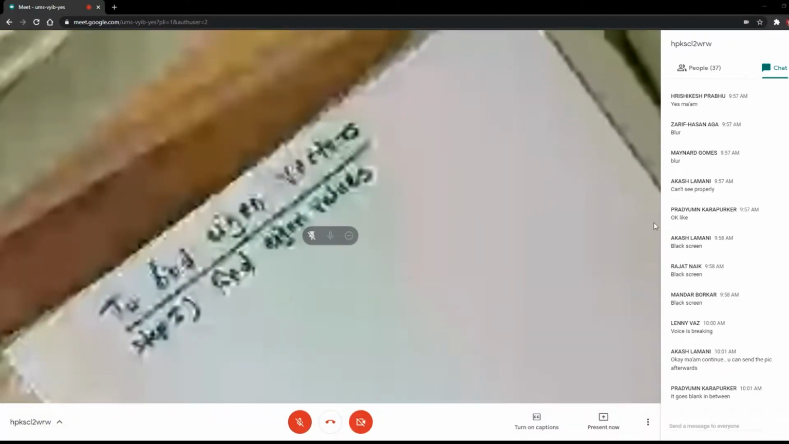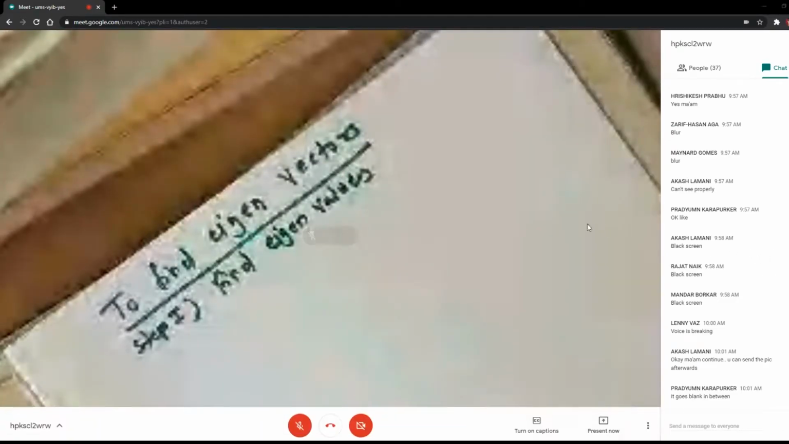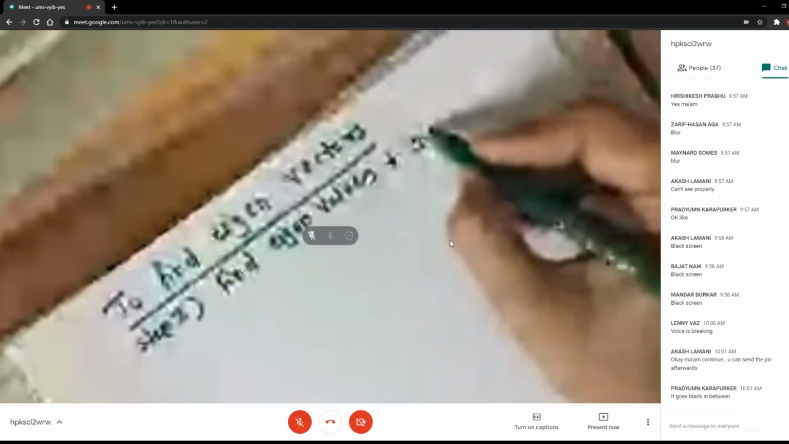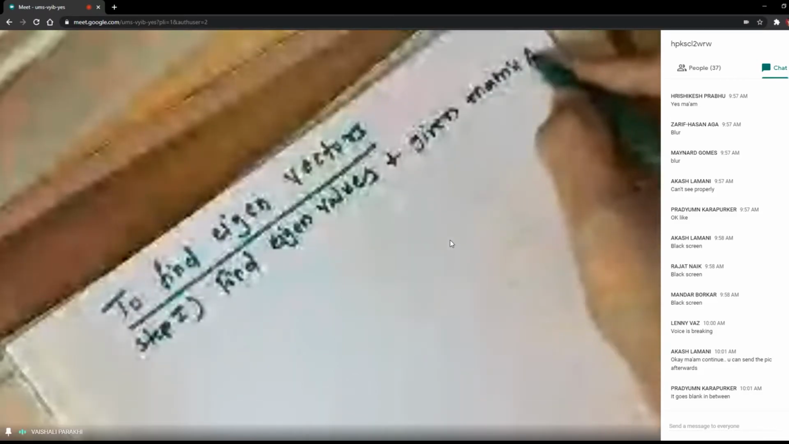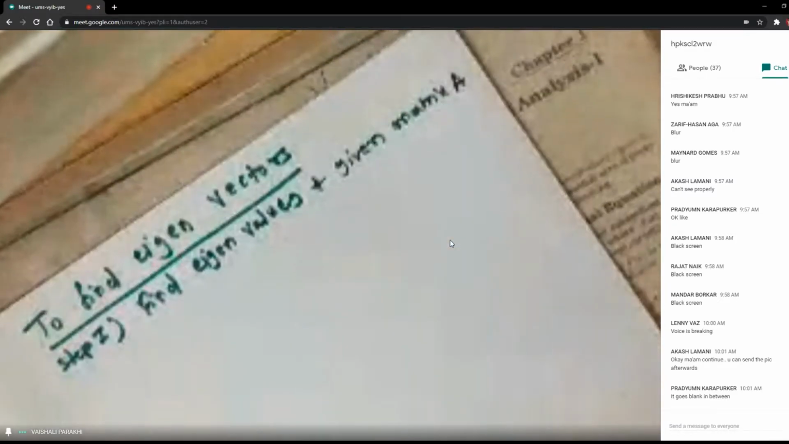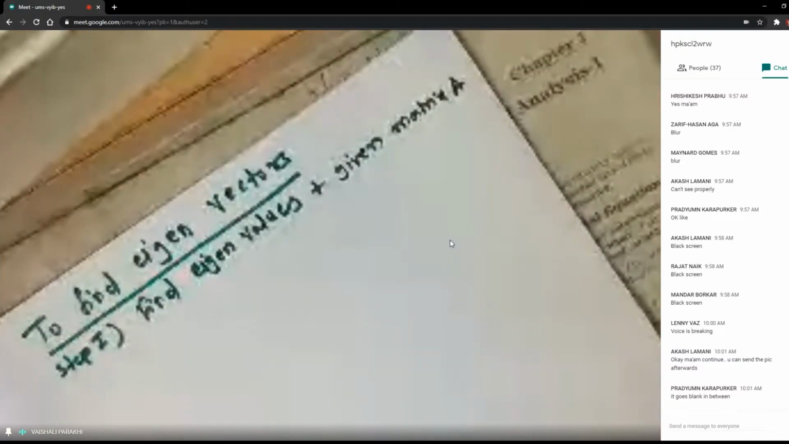Okay, so question is eigenvalues and eigenvectors. What you have to do is you have to write the first step is find eigenvalues. I'll dictate. I'll send the pictures also. To find the eigenvalues of given matrix A, the same method you have to follow as I told you last time. Step 1 is find eigenvalues of a given matrix A. This is your first step.